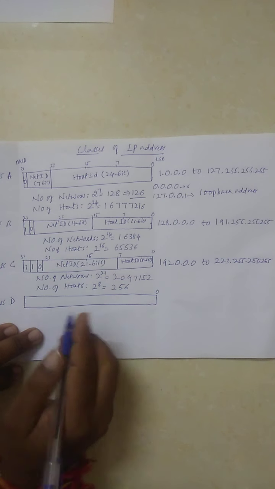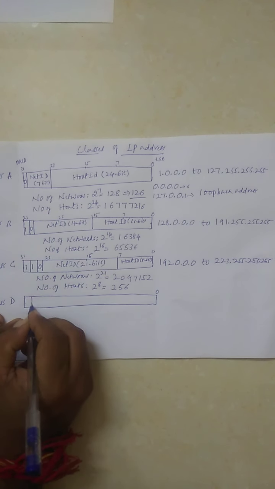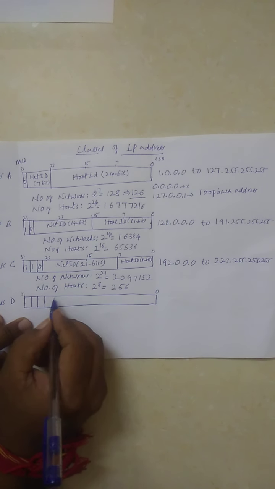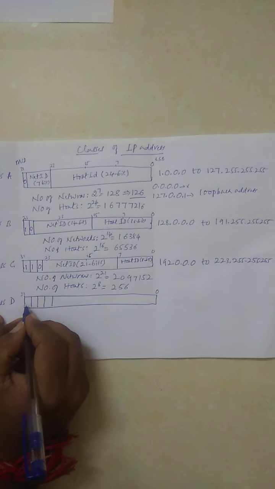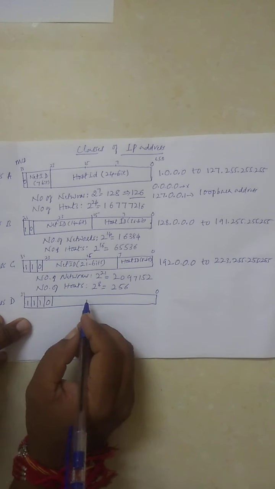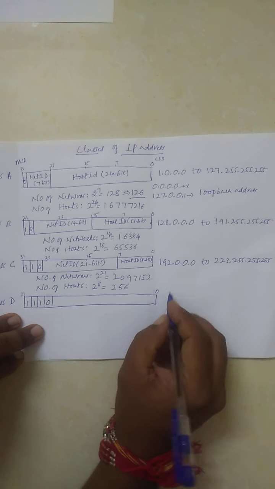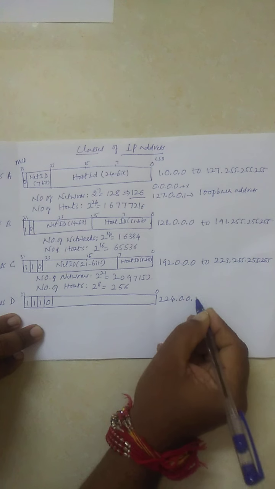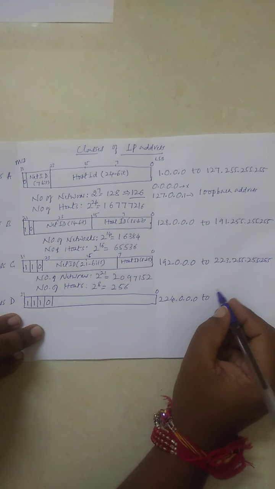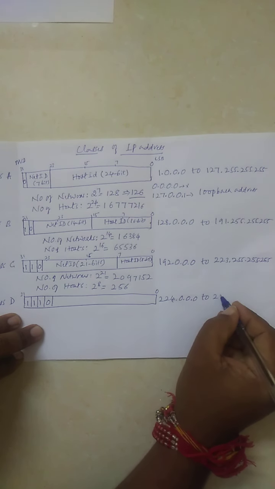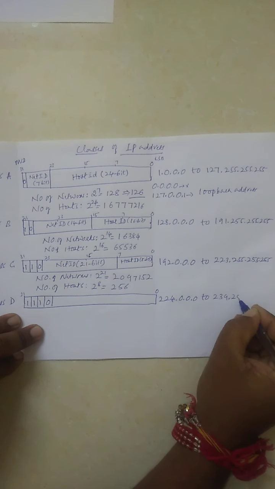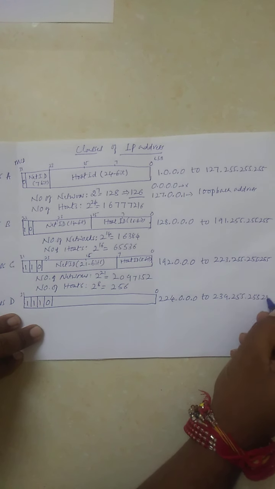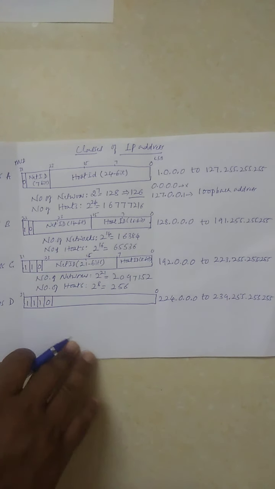That is Class D. The first 4 bits we are using as class identification bits. Those are 1 1 1 0. So what is the range of this Class D IP address? 224.0.0.0 to 239.255.255.255. This is the range of Class D IP address.